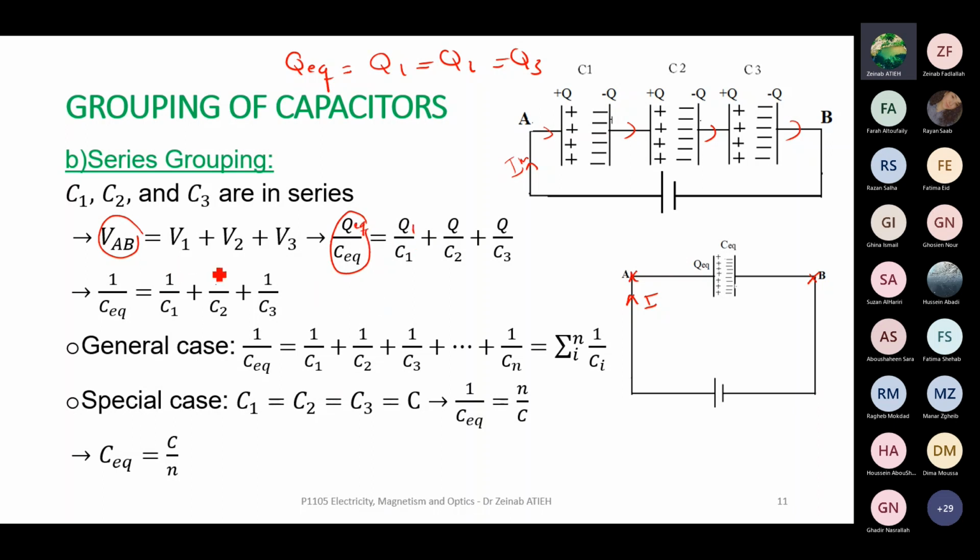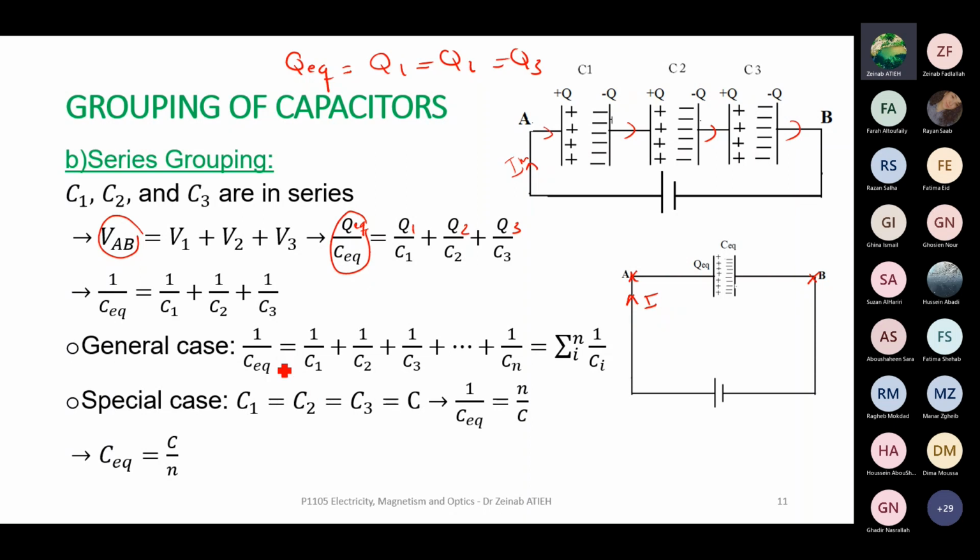V1 is Q1 over C1, V2 is Q2 over C2, and V3 is Q3 over C3. But Q equivalent, Q1, Q2, and Q3 are equal. Let's divide by Q. So we will get 1 over C equivalent equals 1 over C1 plus 1 over C2 plus 1 over C3. So you can see that grouping of capacitors in series is similar to grouping of resistors in parallel, and grouping of resistors in series is similar to grouping of capacitors in parallel. They are opposite to each other.